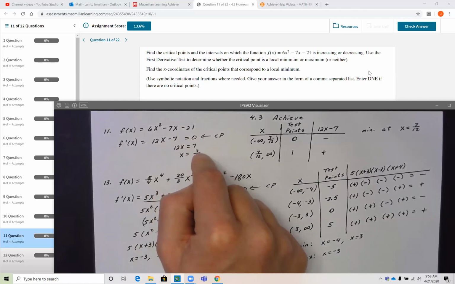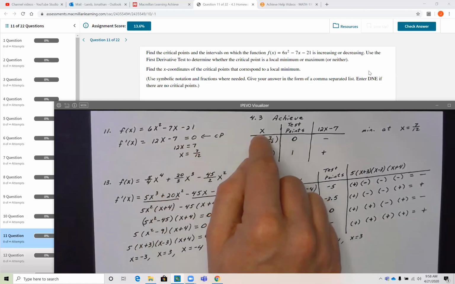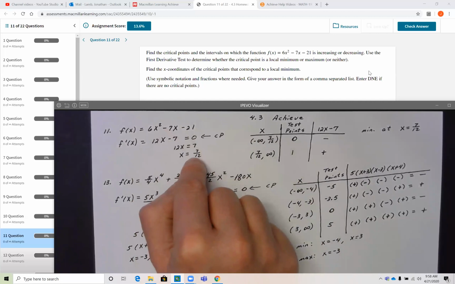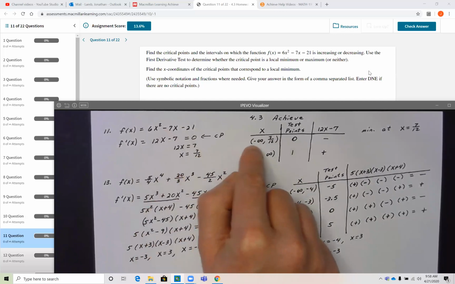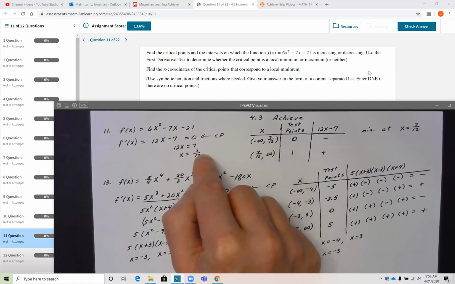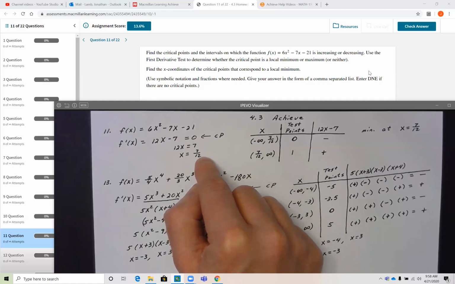Now, at that point, I set up the first derivative sign test. What the first derivative sign test is going to do is break up the domain of your original function with this critical point. So we test from negative infinity to 7 over 12, and from 7 over 12 to infinity. I know this critical point is the only place at which my first derivative could change sign from positive to negative, and thus my original function could change from increasing to decreasing.